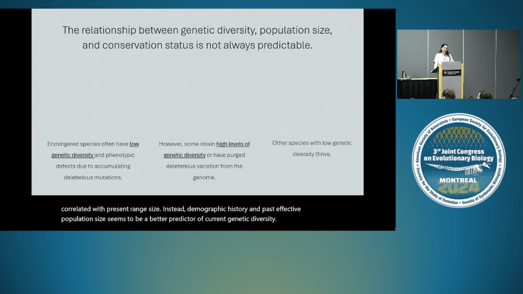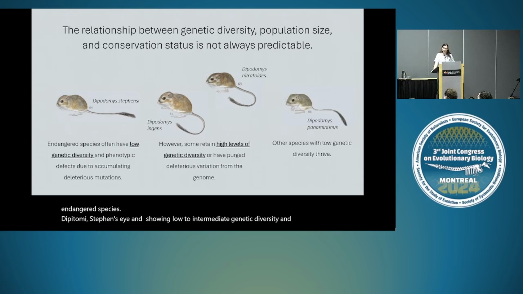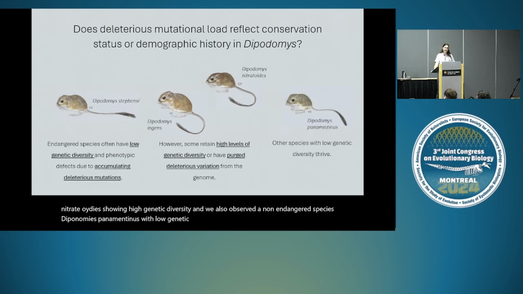So to return to my initial framing of this talk, we saw a range of genetic diversity in endangered species, with Dipodomys stevensii and ingens showing low to intermediate genetic diversity, and Dipodomys nitratoides showing high genetic diversity. And we also observed a non-endangered species, Dipodomys panamintinus, with low genetic diversity. So today, I've presented results regarding neutral genetic variation, but I also have the data to explore deleterious mutations and genetic load. And that's my planned next step to wrap up this project.